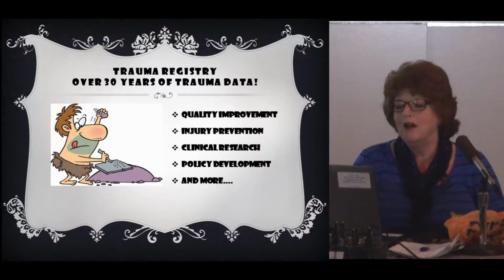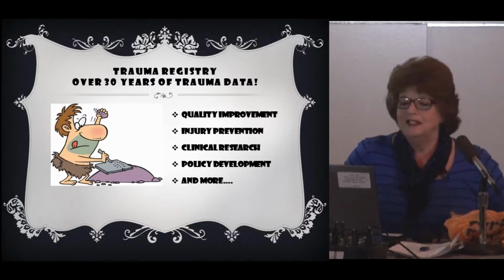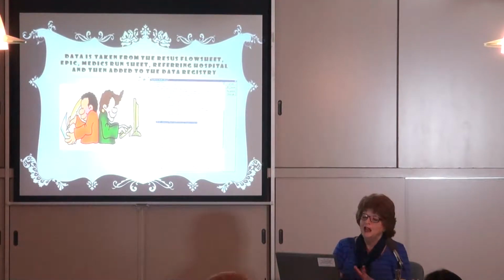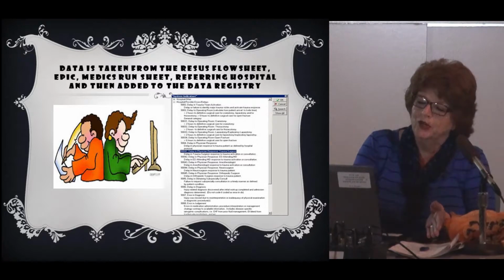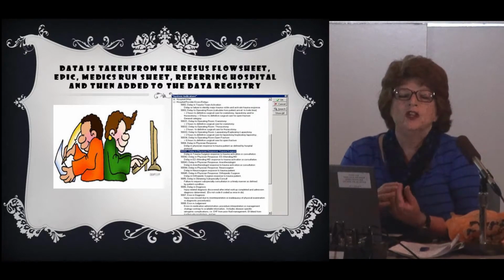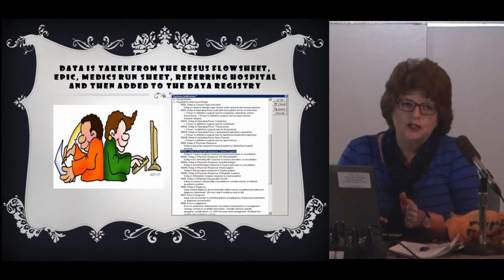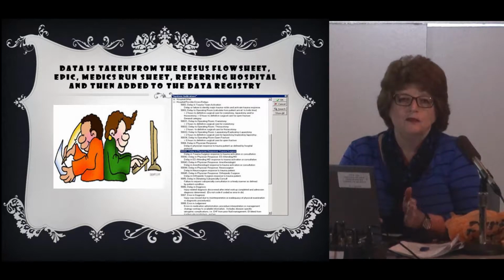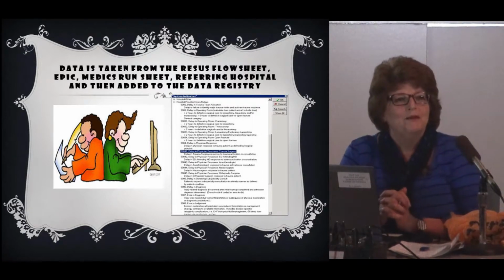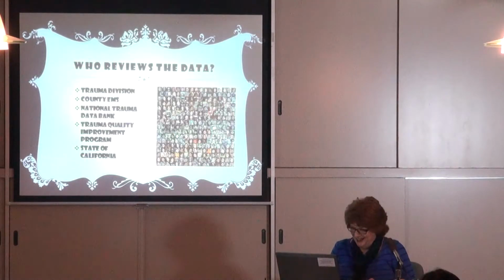Quality improvement opportunities again, injury prevention, clinical research, and policy development, and much more comes out of this data. This is kind of an example. We're looking at the paperwork and putting it into a specific program, and it gets submitted quarterly to the TQIP, which is a part of the American College of Surgeons, and they review it and they'll show trends. For example, this last one, much to our dismay, was looking at pneumonia and head injuries. It didn't go the way we wanted.